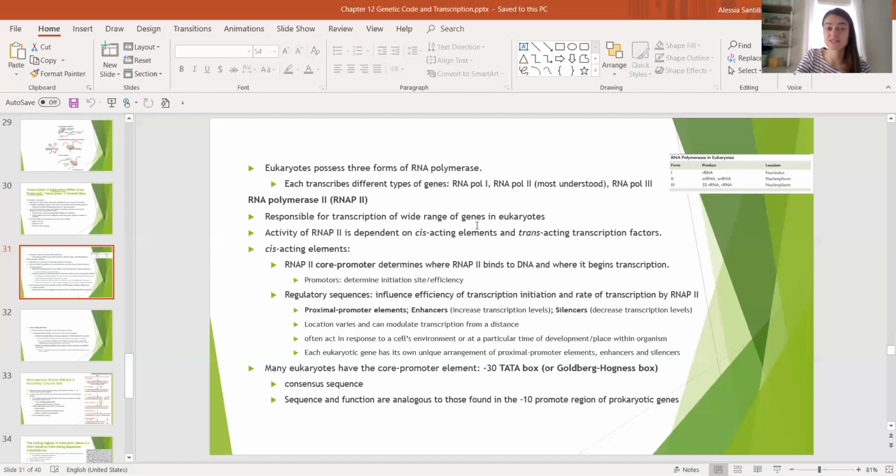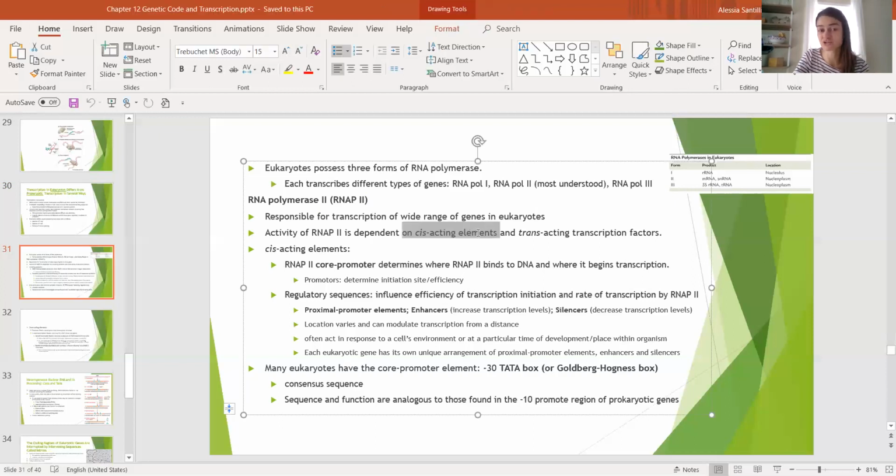RNA polymerase 2 is dependent on cis-acting elements and trans-acting elements. The cis-acting elements are found within the DNA, part of the DNA, like the promoter, the enhancer, and the silencer, and then there are trans-acting transcription factors, proteins that come and work alongside RNA polymerase 2. You'll actually come to see that RNA polymerases in eukaryotes are very dependent on other kinds of proteins in order to allow transcription to happen, while RNA polymerases in prokaryotes simply attach. They don't really need too much happening.